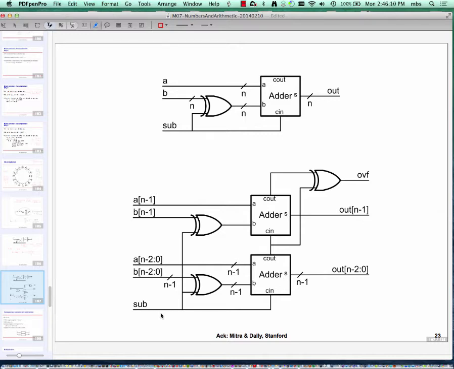Now, the other question was how we can detect overflow. Overflow is detected by looking at the carry out and the carry in into the most significant bit and seeing whether the two are the same or different. This is the carry into the nth bit, which is often called the penultimate carry. Penultimate in English refers to the one before the last, or the one before the final. So I take my final carry and my penultimate carry, and I XOR them, and that will tell me whether an overflow happened or not. If the two are different, then an overflow happens. If the two are the same, an overflow does not happen.